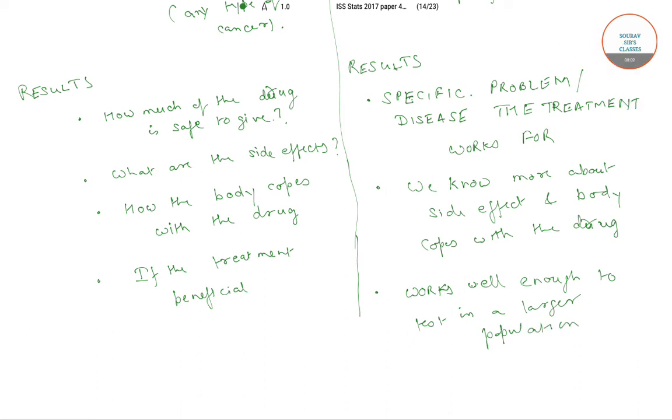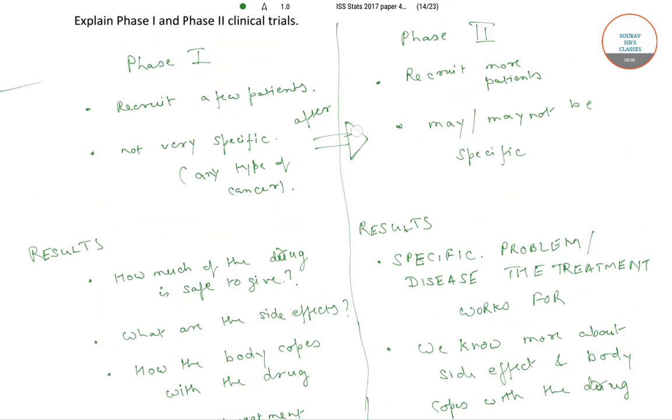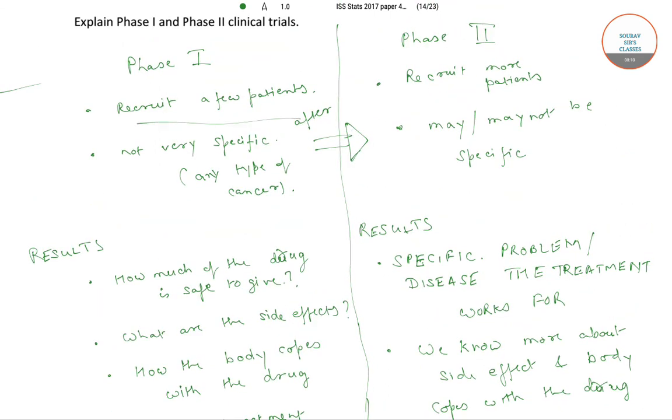So at first we have phase 1, which generally recruits few people, and the patients are not very specific. So this is the phase 1 in which the experimental trial is going on at a basic level. Now next is phase 2, in which the same thing is going on at a bit more advanced level.